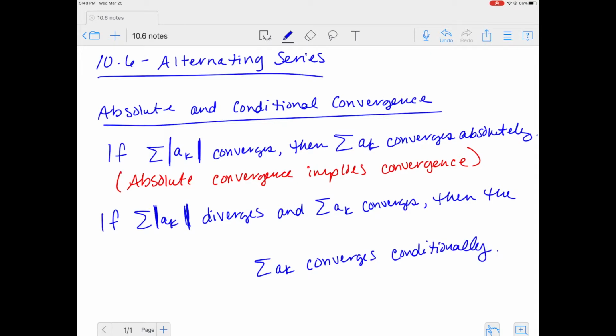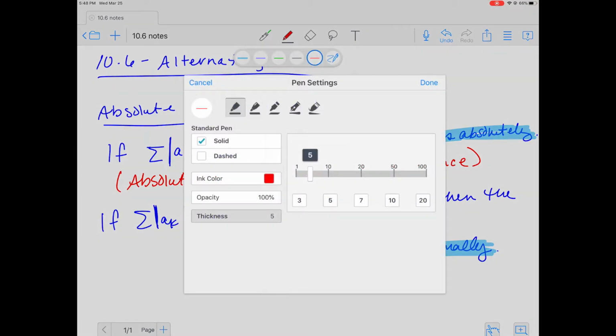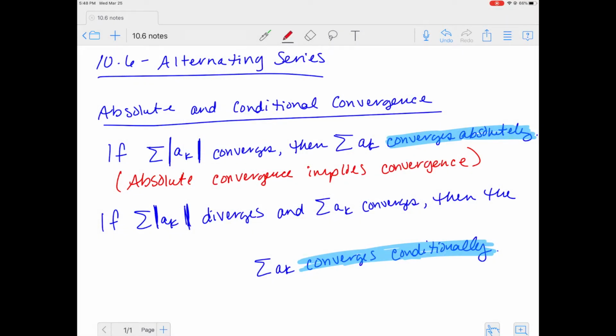Okay, so if I take the absolute value and it converges, then the whole thing converges absolutely. So let's highlight that. It converges absolutely. If my absolute value diverges, but my series itself converges, then it converges conditionally. Now here's how that can happen. We haven't talked about it yet, but we will here very shortly.